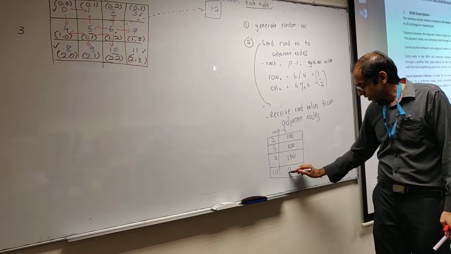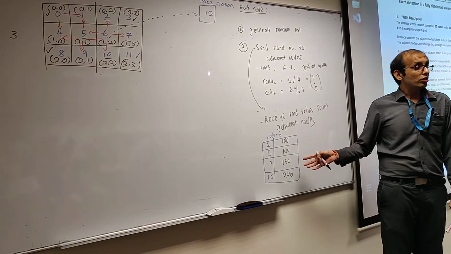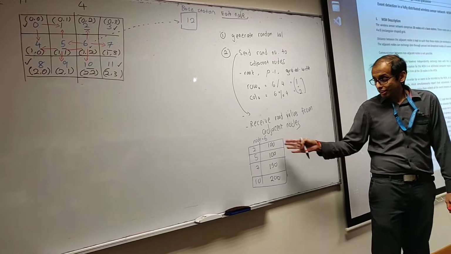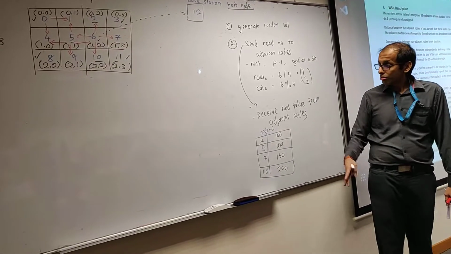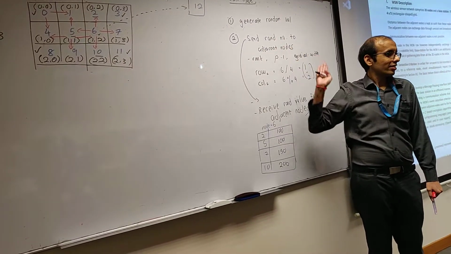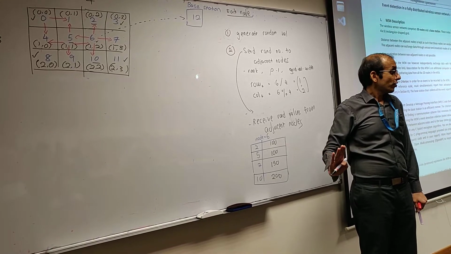150, 200. So it compares the values here. How many of the same values occurred 3 or more times? None, isn't it? So continue the iteration again. Can you follow or not?